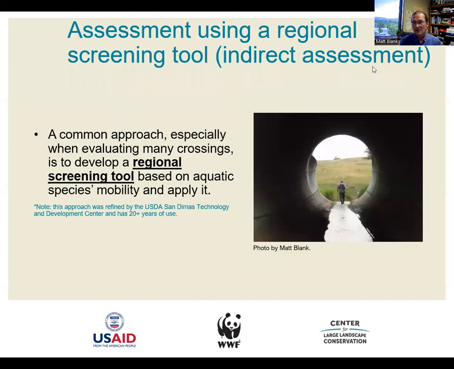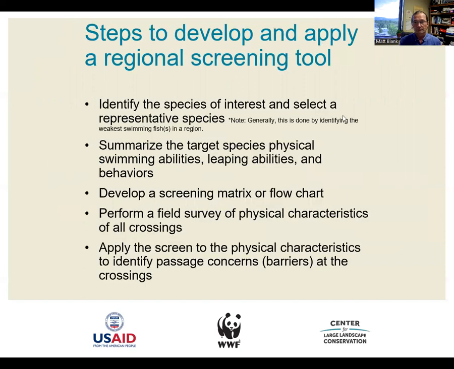Kind of digging into this assessment tool, and like I said, it's a very common approach, especially when evaluating many crossings. That approach is where you basically develop a regional screening tool. And I'm going to go through an example of how we recently used this technique. By giving that example, that'll hopefully explain how this process and technique works. So, the steps in the development of a screening tool and then application of it.